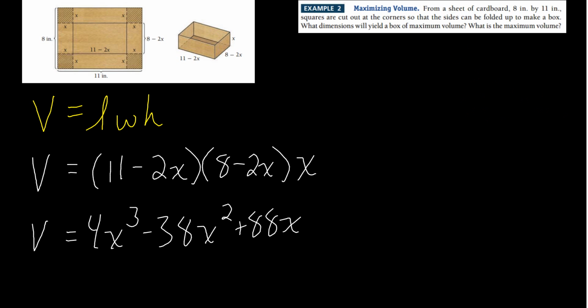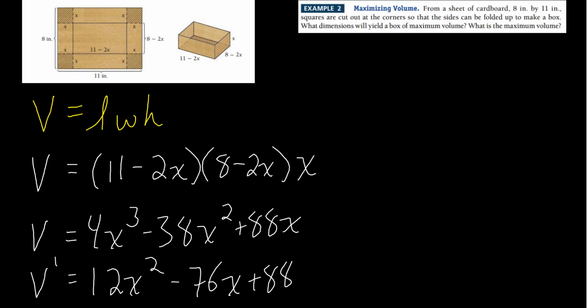Now I have to figure out my critical points. How do I figure out my critical points? Well, I'll take the derivative of my volume equation here. So V prime is equal to, we can do this one in our head, 12x squared minus 76x plus 88. So this is my first derivative.